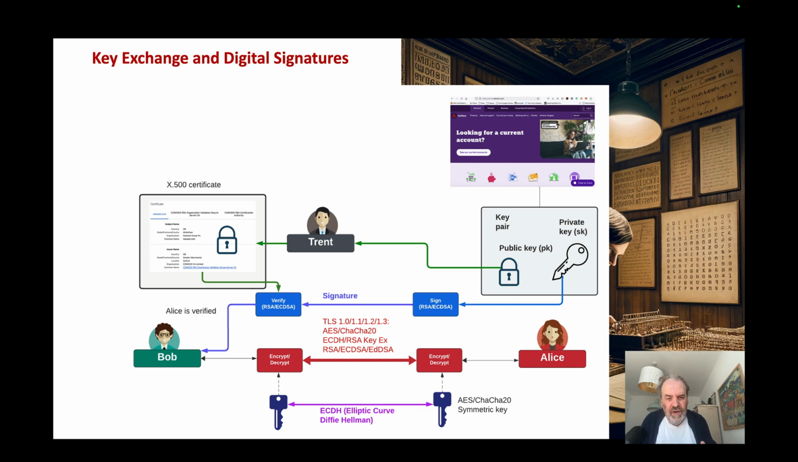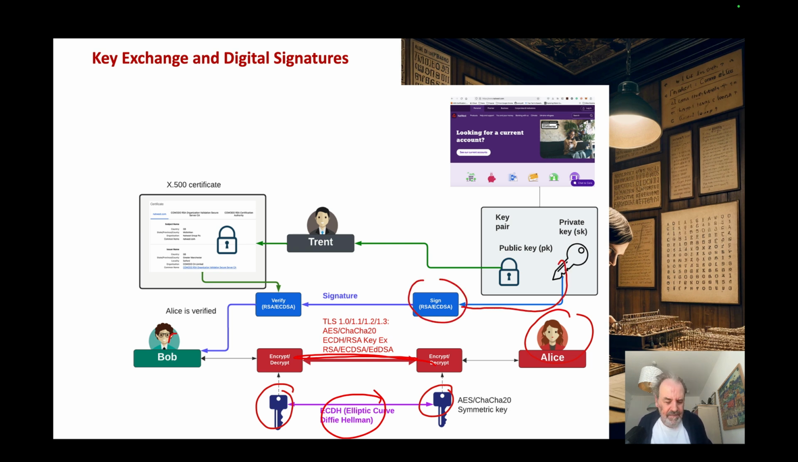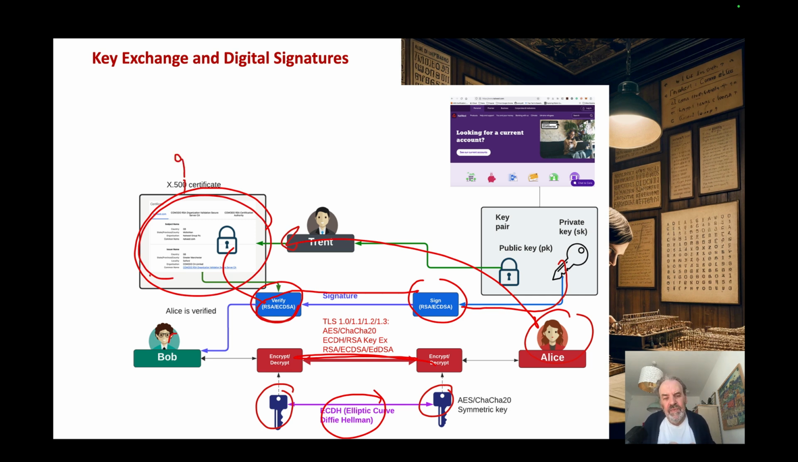Okay, so this shows roughly what's happening when we connect to the internet. Basically, we use elliptic curve Diffie-Hellman to be able to exchange a symmetric key, or to be able to generate a symmetric key, which is used for the encryption. To be able to prove that it is Alice that Bob is connecting to, Alice will sign a message with her private key. Bob will verify that with her public key. She gets the public key from Trent, who creates a certificate, X509, and signs it with his private key, and then Bob can take Alice's public key from them. This is the way that internet security typically works.